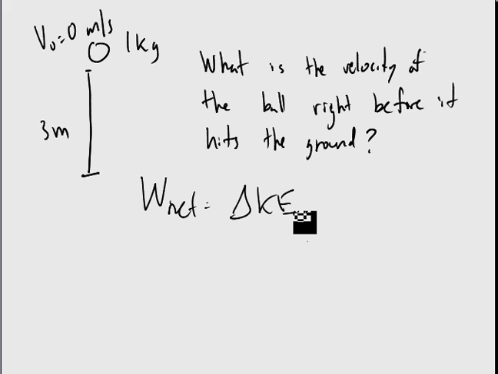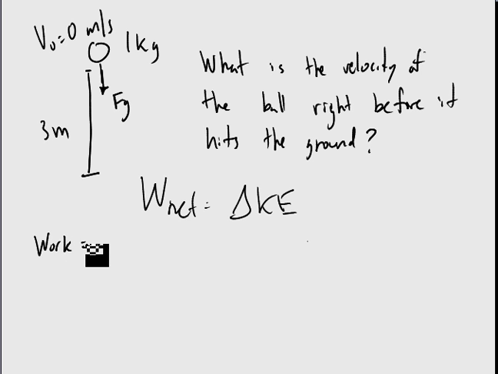So to get the net work done, we have to think about what forces are acting on this ball over what distances. And the only one that really comes into play here is going to be the force of gravity, right, over this distance of 3 meters. And this is, of course, if we're ignoring air resistance, which will be okay for this example. So the net work is going to be just equal to the work done by gravity.